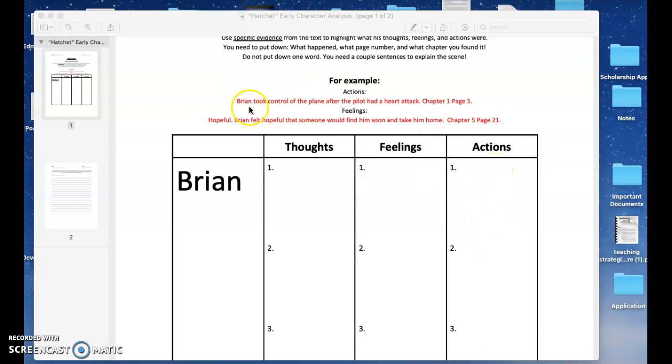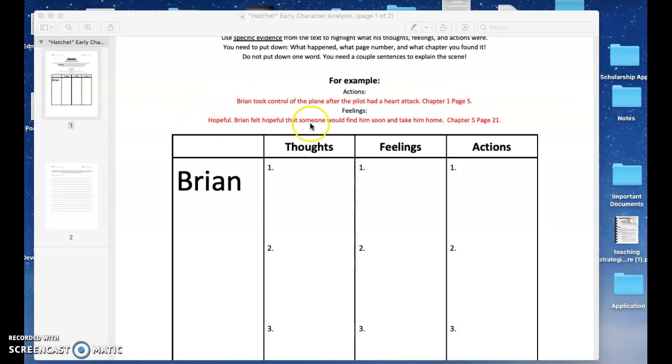For example, these are the examples I gave you. Brian took control of the plane after the pilot had a heart attack. That would be one of his actions. You don't need to look into it or analyze it. You're just putting down things that he's done. I want you to find the chapter number and the page number.